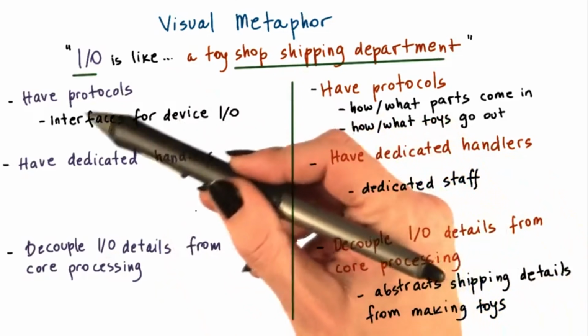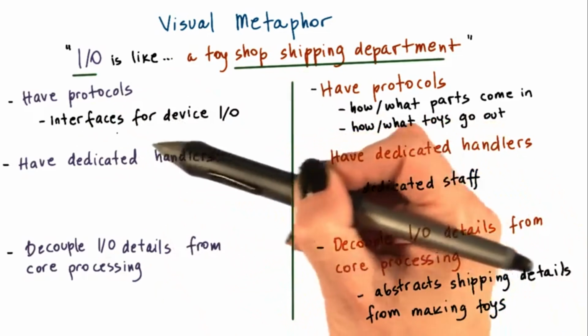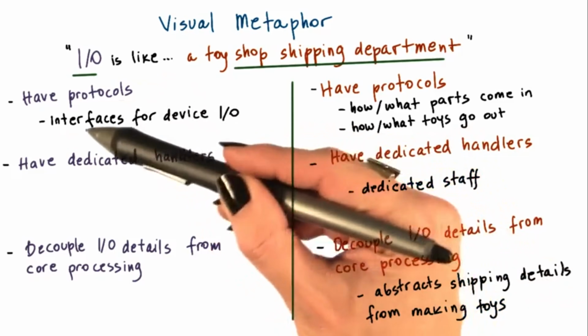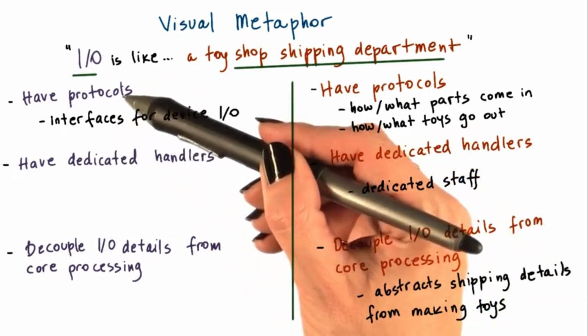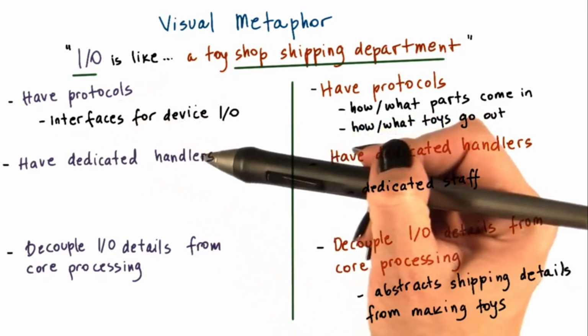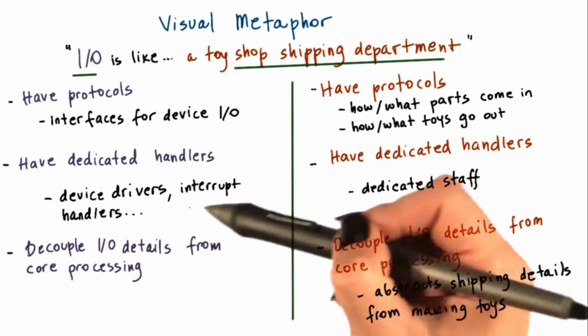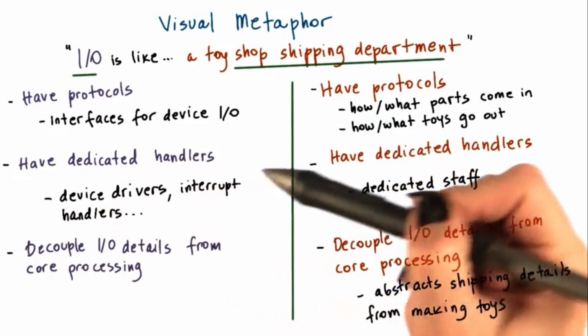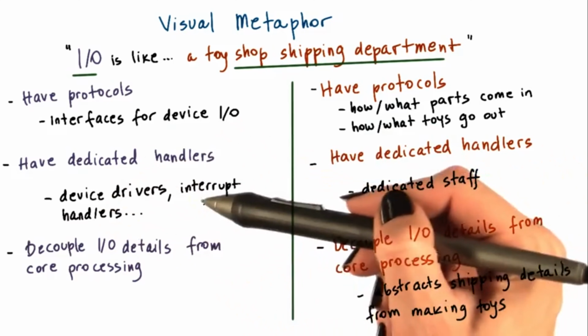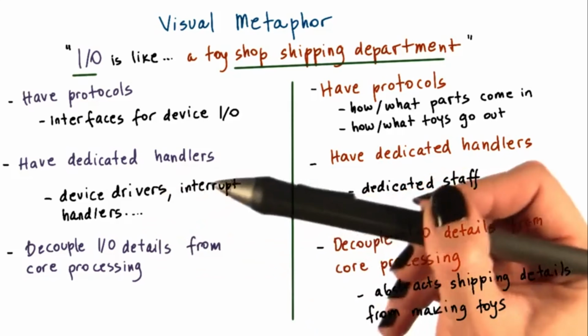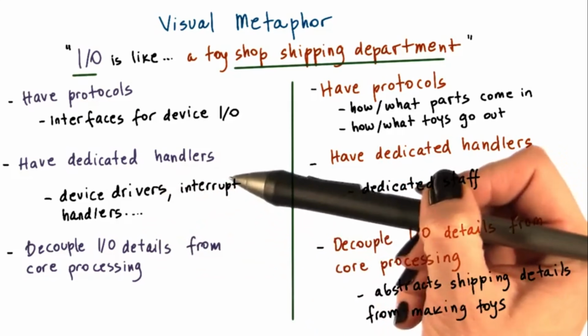This has analogies in the context of I/O management in operating systems in multiple ways. For instance, operating systems incorporate the interfaces for different types of I/O devices, and how these interfaces are used determines the protocols that are used for accessing those types of devices. Similarly, operating systems have dedicated handlers, dedicated operating system components that are responsible for I/O management. They're device drivers, they're interrupt handlers. These are used in order to access and interact with devices.